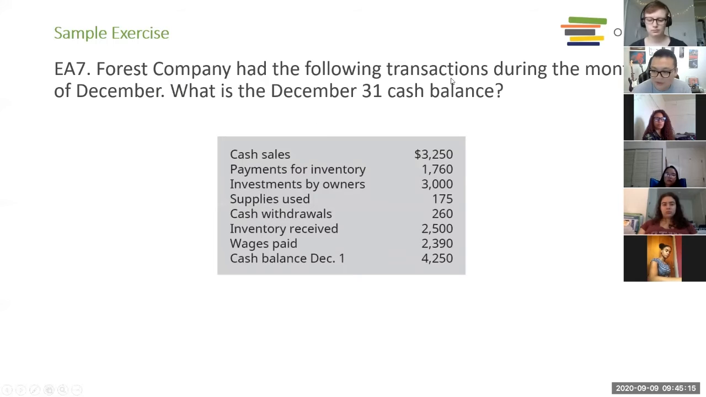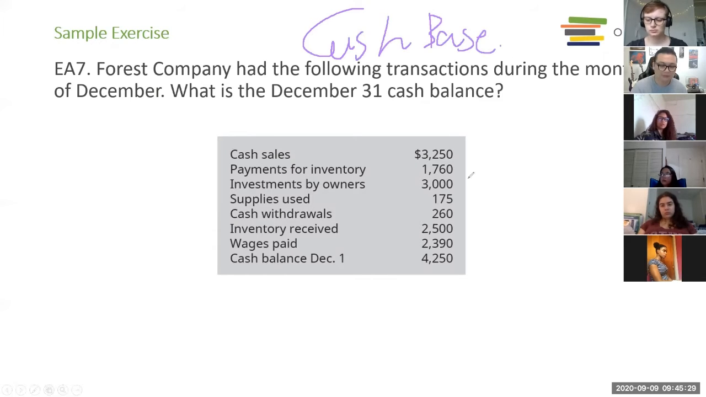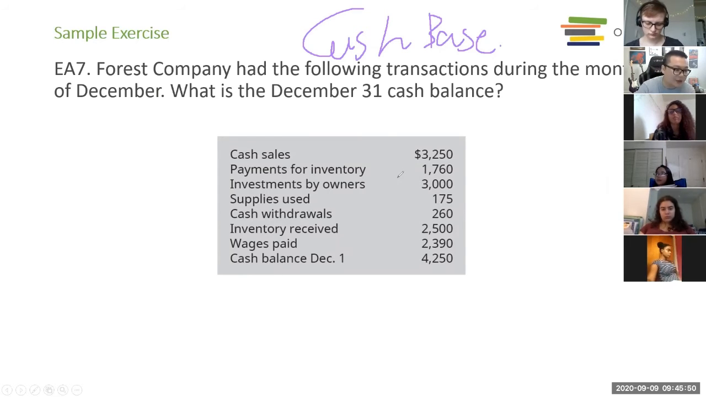So this company had the following transactions during the month of December. What would be the firm's cash balance? In this case, we assume we are using the cash basis. So if we're using the cash basis, we're only going to record these things on our cash balance when the cash is actually made. So let's go through each of these items to find out whether we actually used cash or actually received cash.